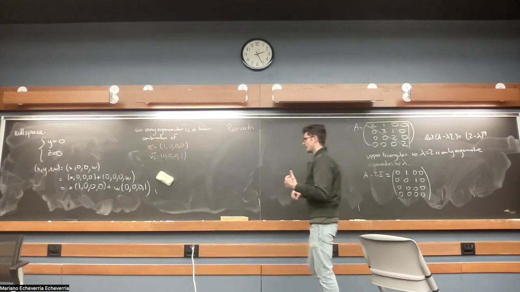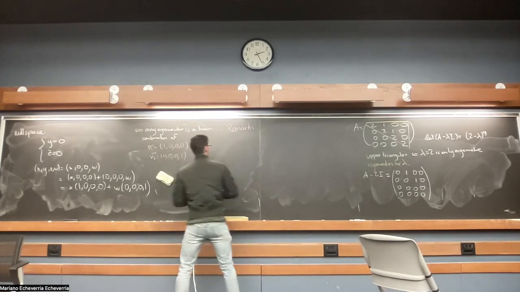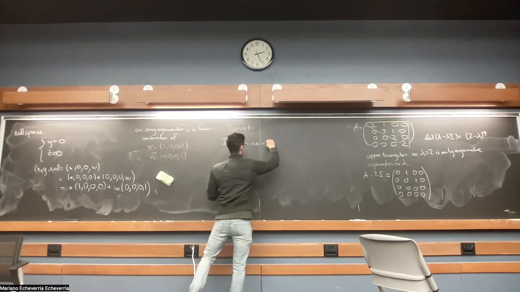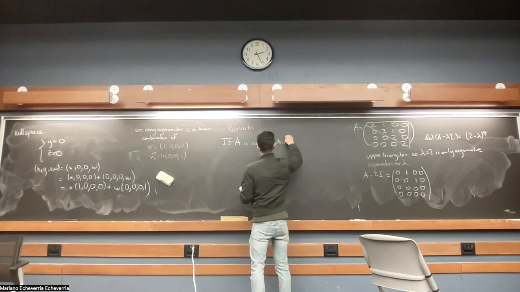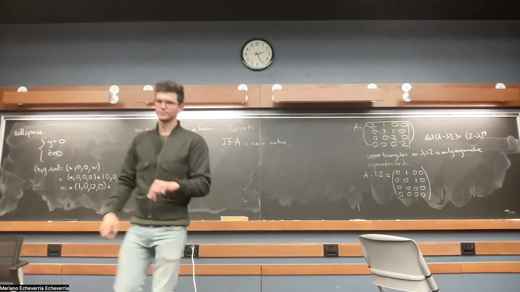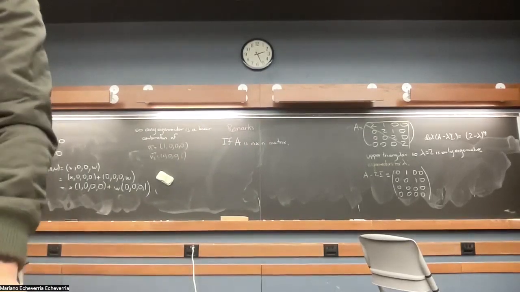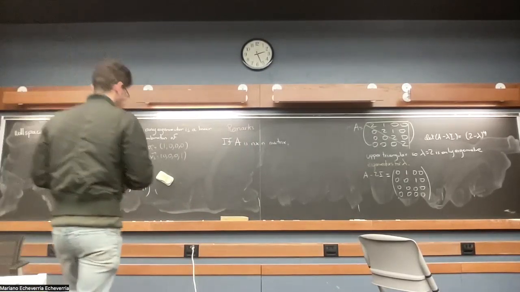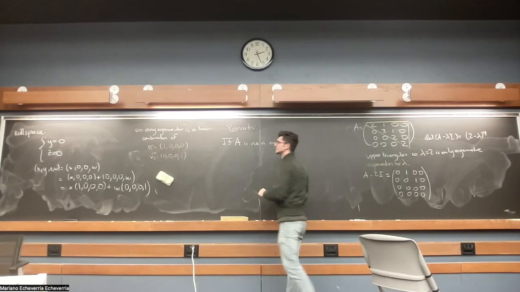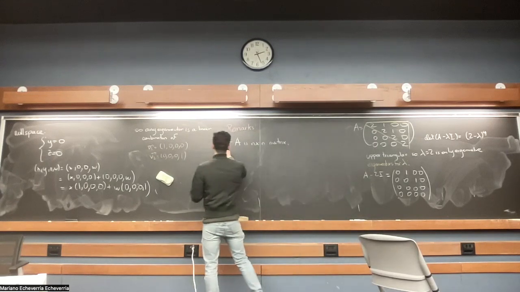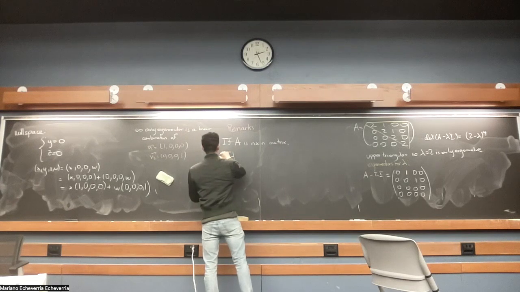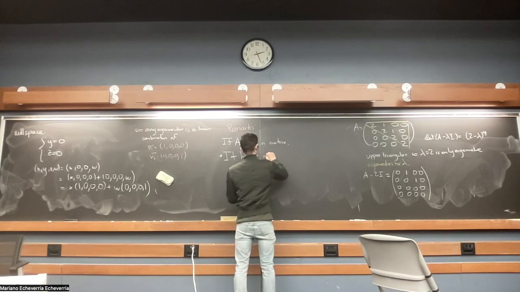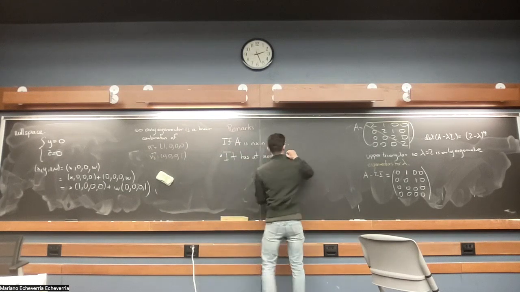So if A is an n by n matrix, the first thing is that it has at most n eigenvalues, right? That I actually had mentioned last time, but it's good to write it again: at most n eigenvalues.